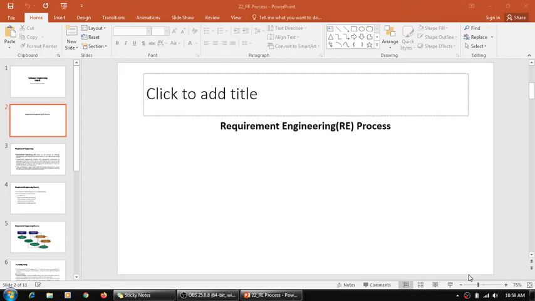Good morning students. So let's start with requirement engineering process, which is also known as RE process.